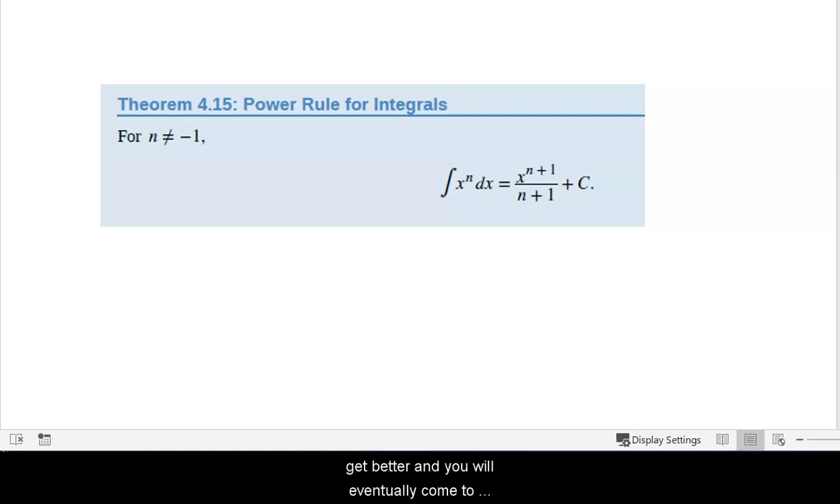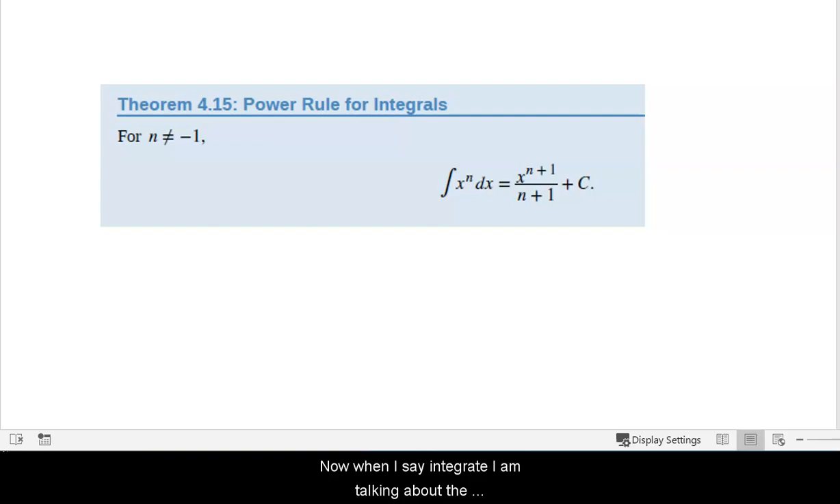Give it some time, it will get better, and you will eventually come to understand on a deeper level what it means to take the derivative and what it means to take the integral. It can take some time, however, so be patient with yourself and don't be surprised if you sometimes take the derivative when you're supposed to integrate, and you sometimes integrate when you're supposed to take the derivative.